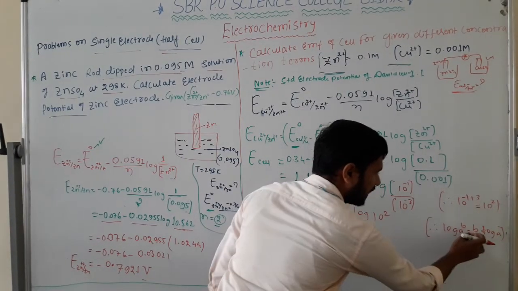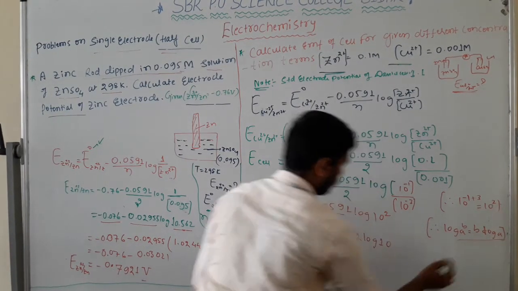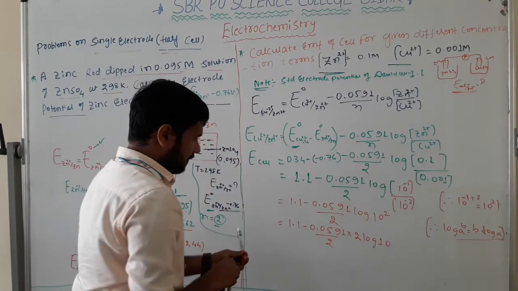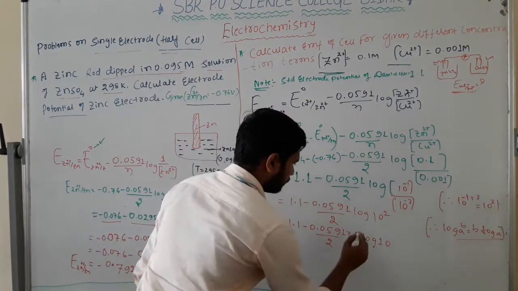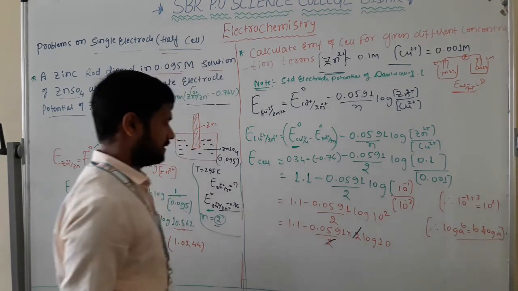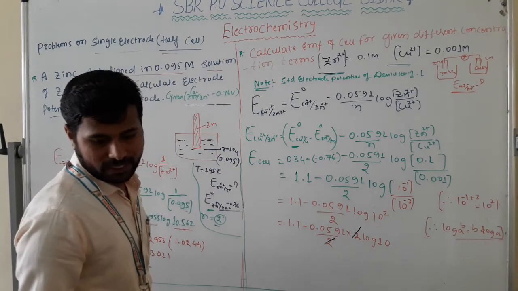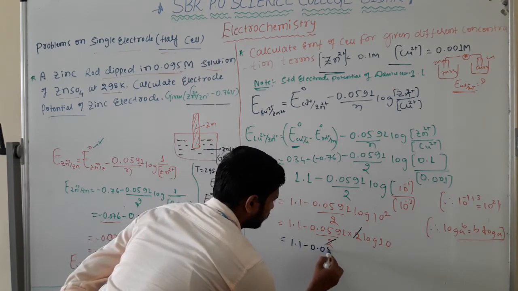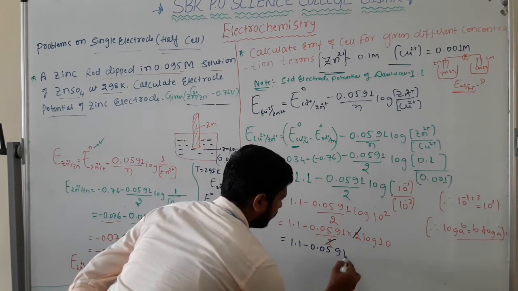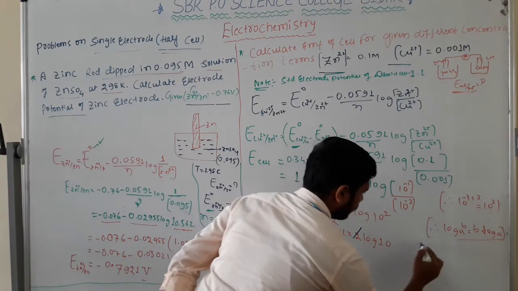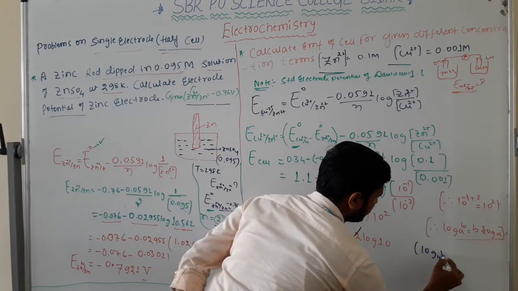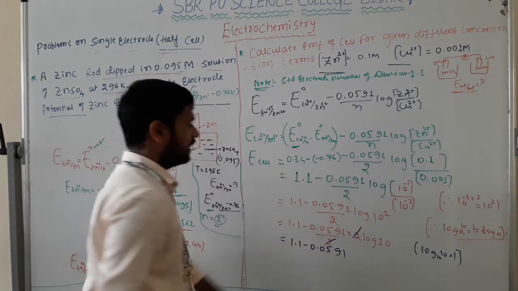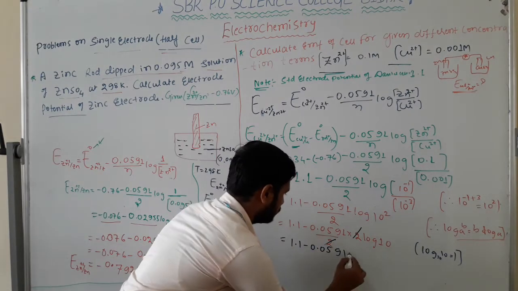I bring b in front, the standard formula for log a. Now see what happens, these two get cancelled. Now what happens? 1.1 minus 0.0591 log 10. What is the standard value of log base 10 of 10? It is equal to 1. The value of log 10 becomes 1.